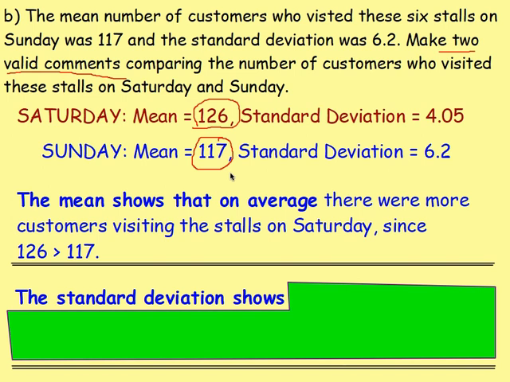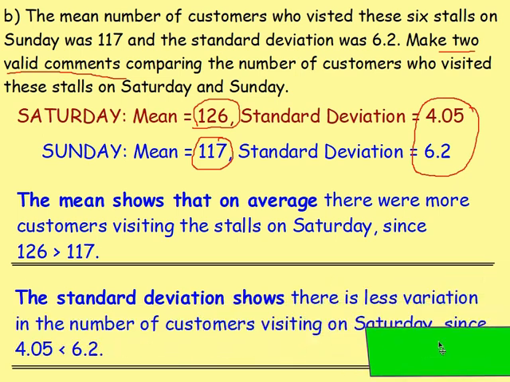The standard deviation. What does the standard deviation show you? Well, that shows you the variation. It does show you the variation, or the spread. So it's a measure of how spread out the results are. So we're comparing these 2 numbers, and you can see that the 4.05 is less than the 6.2. So you can say the standard deviation shows there is less variation because this number is smaller.